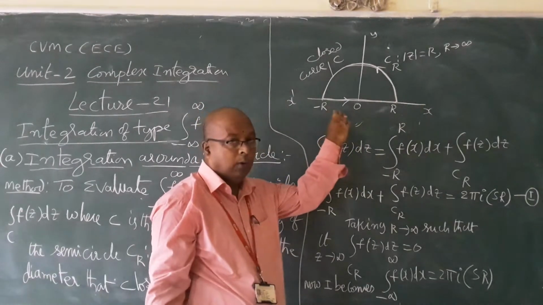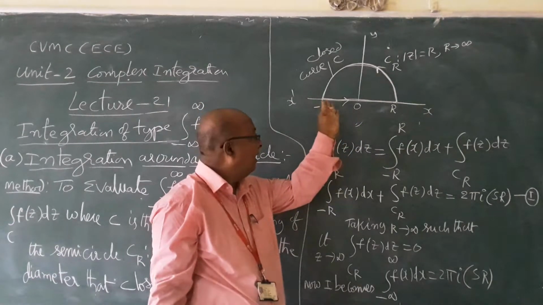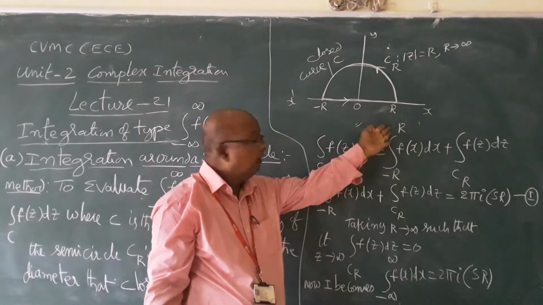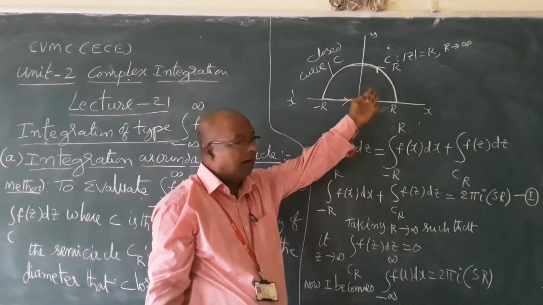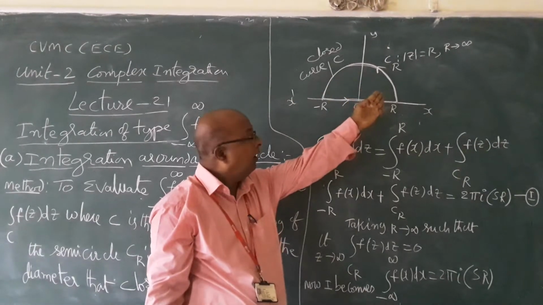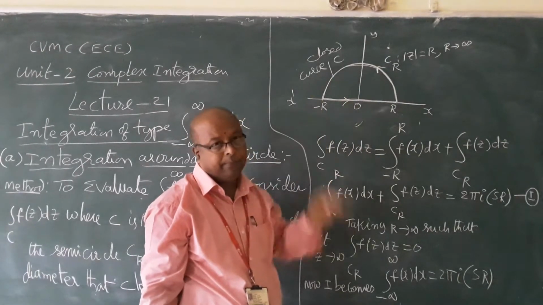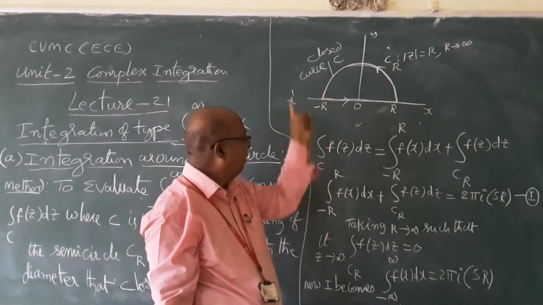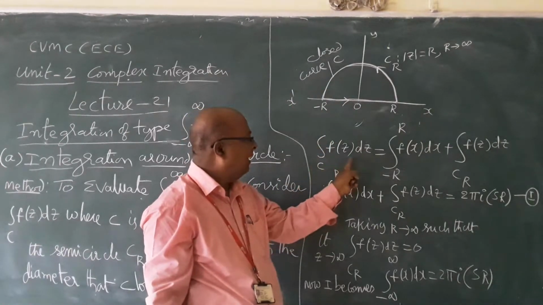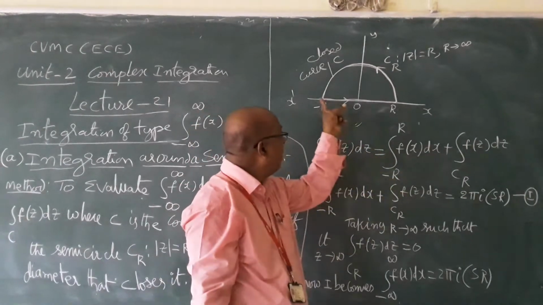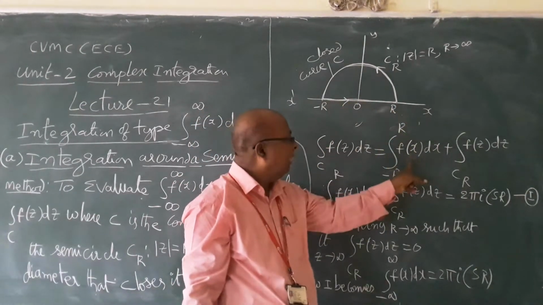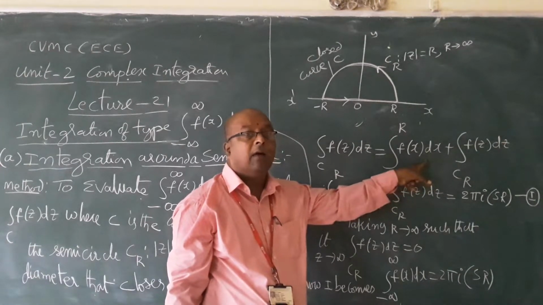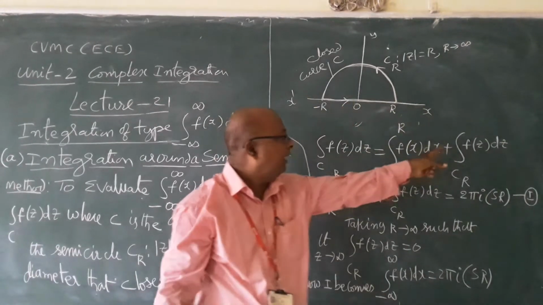The closed curve C is divided into two parts: the line integral along the x-axis from minus r to r, and the curved integral over CR such that mod z is equal to r, with r tending to infinity. So the integral over C of f of z dz is divided into two parts. Along the line, we write the integral from minus r to r of f of x dx. Along the curved path, we write f of z dz.